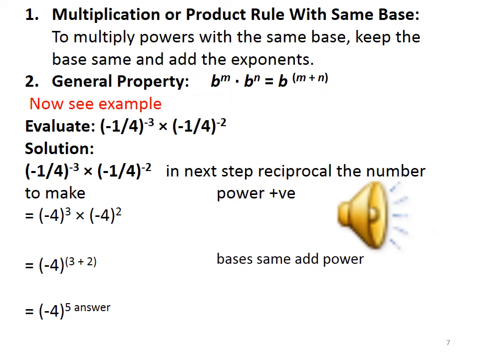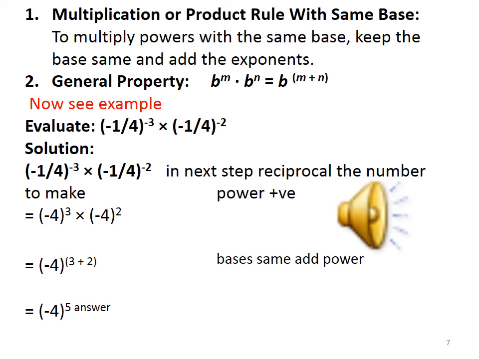In this slide, the multiplication or product rule with the same base. To multiply powers with the same base, keep the base the same and add the exponents. The general property is if the bases are the same, just add their powers. You can see in the example: minus 1 over 4 whole power minus 3, multiplied by minus 1 over 4 whole power minus 2. Again my bases are minus 1 over 4, but I can see there are negative powers, minus 3 and minus 2.